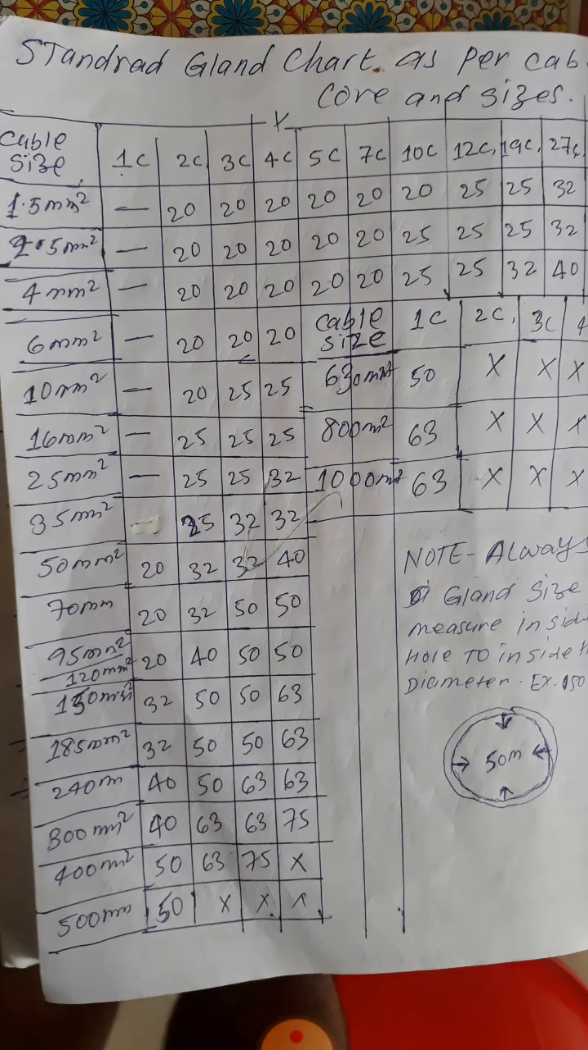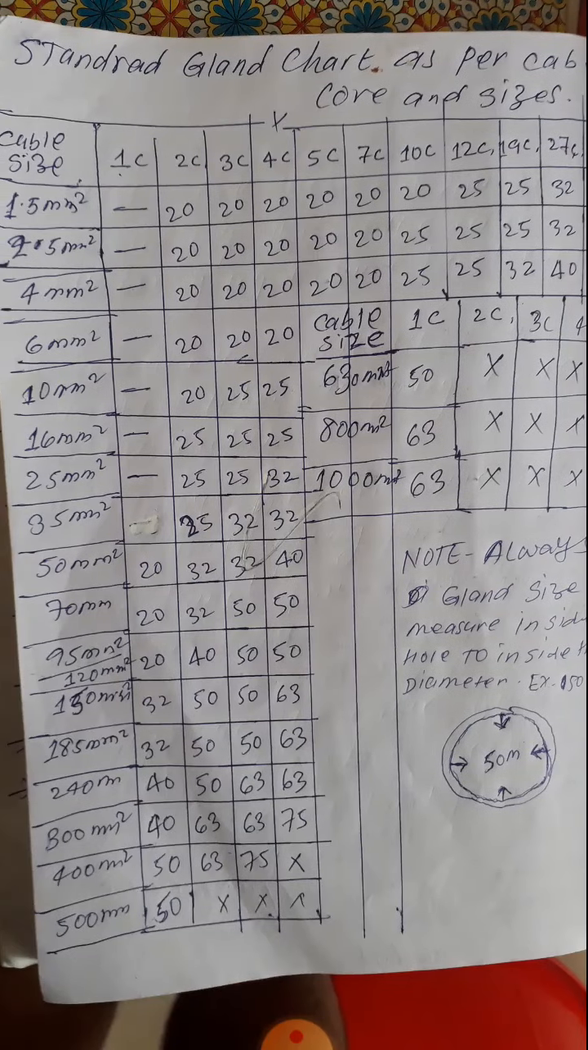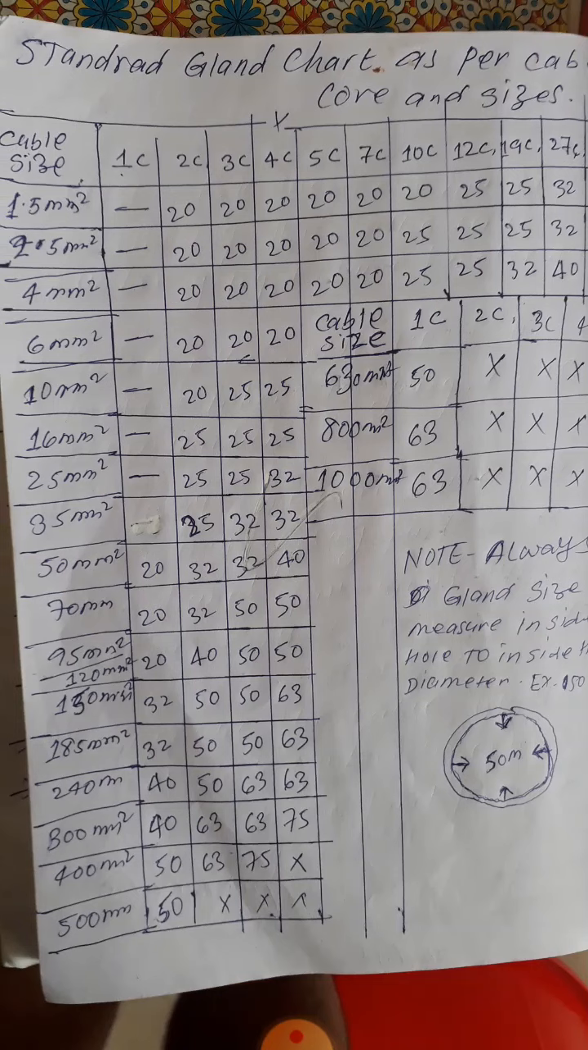So the gland covers 1.5 mm square up to 1000 mm square cable. The 1.5 mm square cables are 1 core, 2 core, 3 core and 4 core. Control cable comes from 5 core, but power cable is up to 4 core. I have made a diagram also, for power cable and control cable.